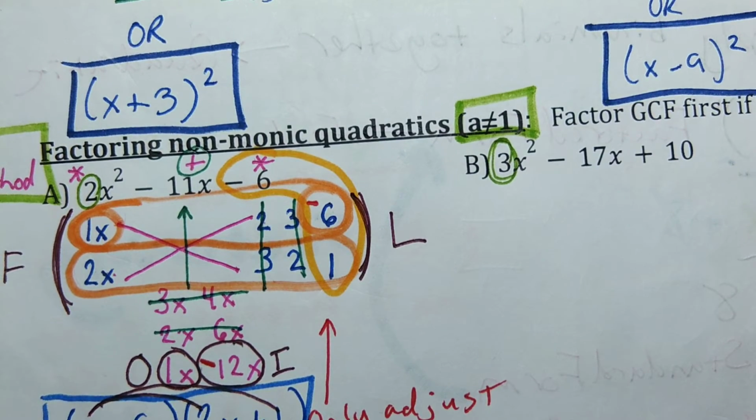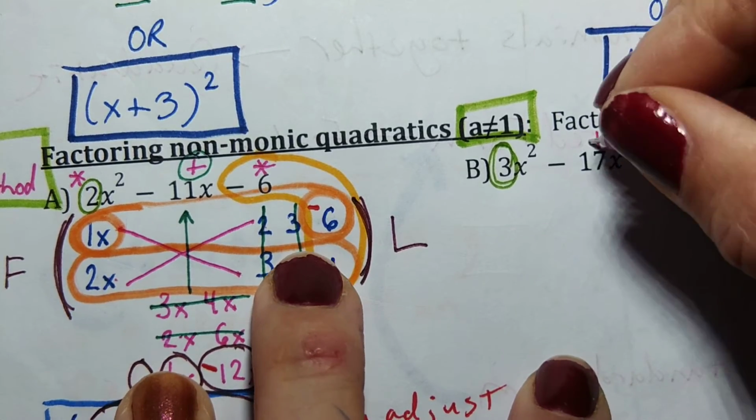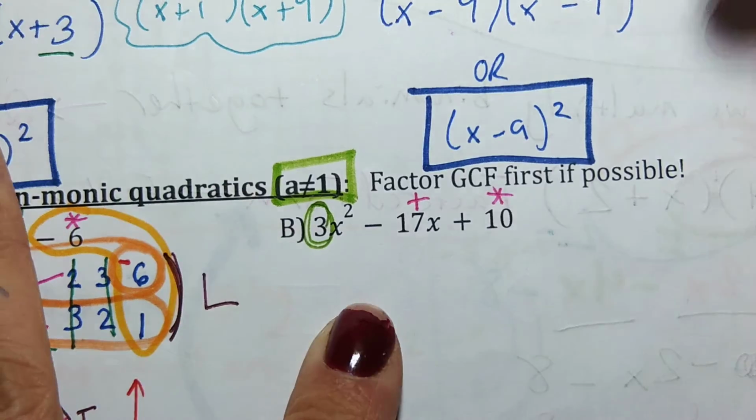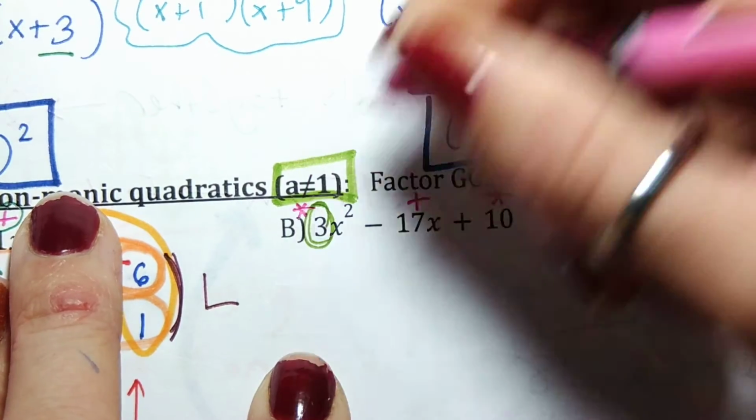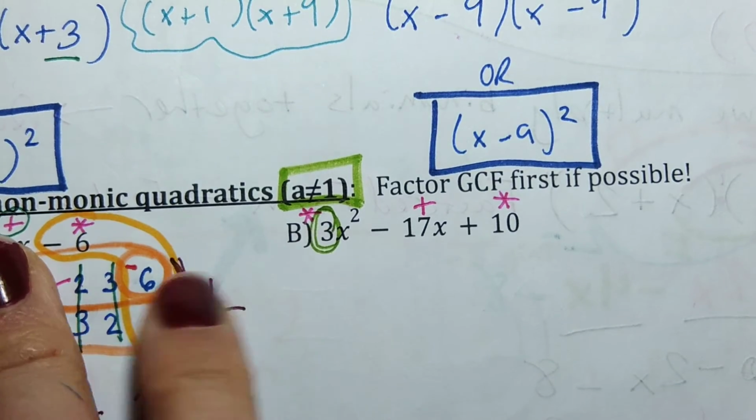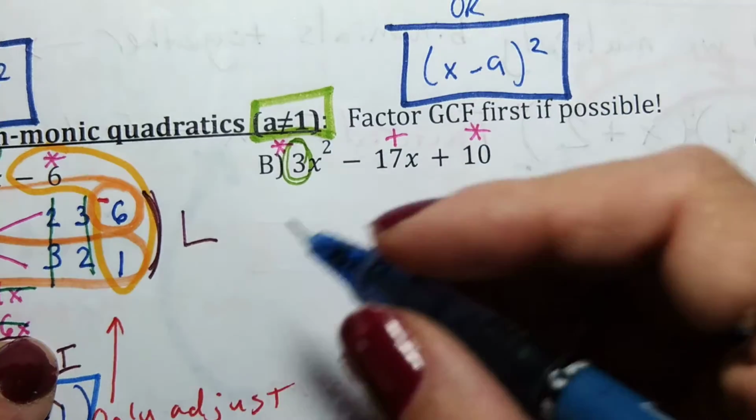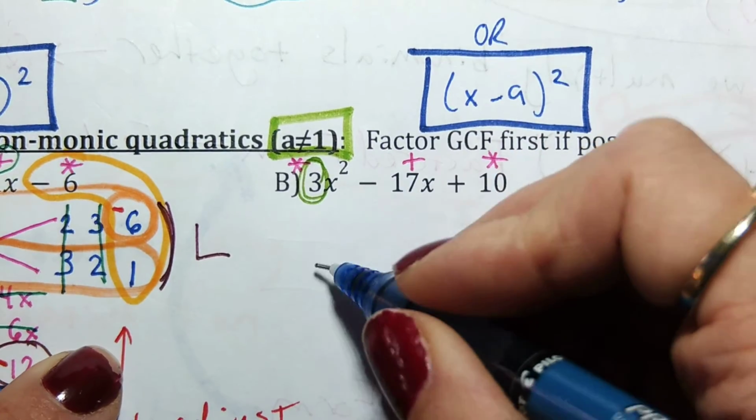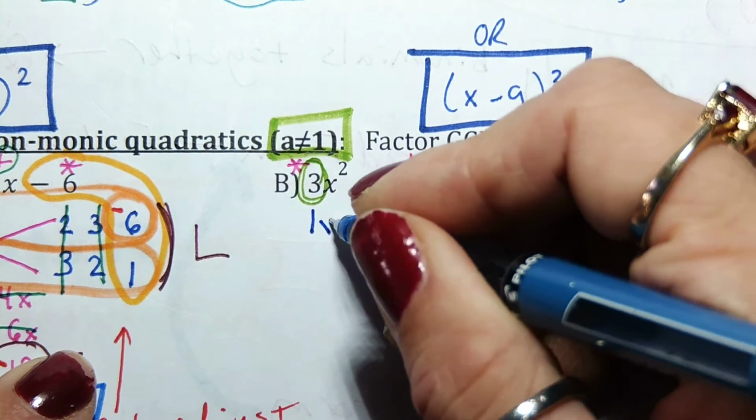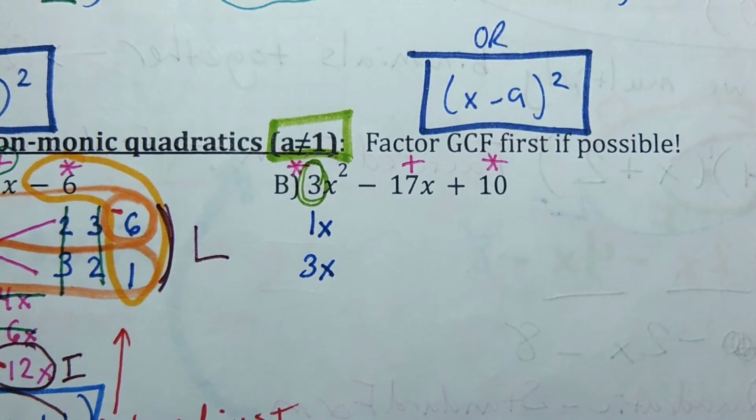So we start with looking for a product of 10, a sum of negative 17. That's the same as it was with normal factoring, but now we also need to get a product of 3x squared. So this is now getting involved in the whole factoring process. So we start with the 3x squared. What are two items that give me a product of 3x squared? 1 and 3, so 1x and 3x.